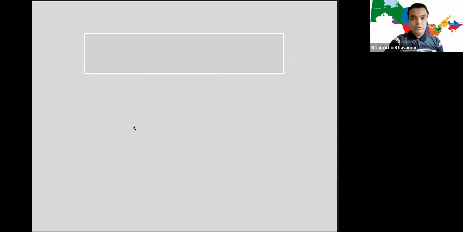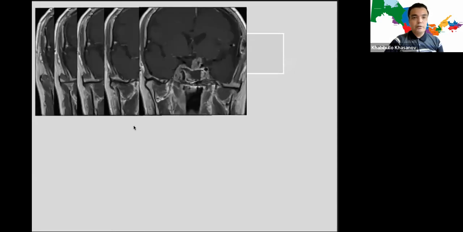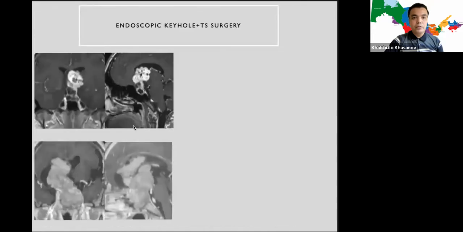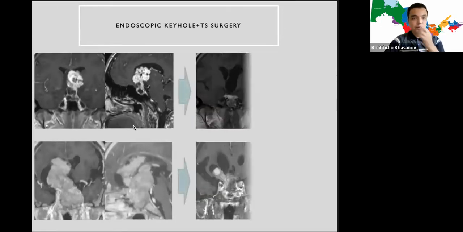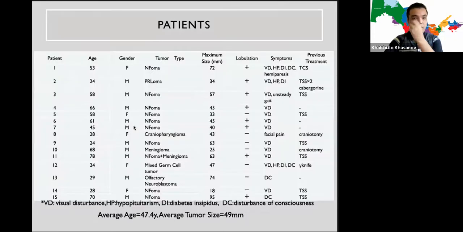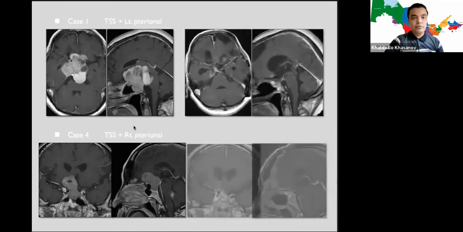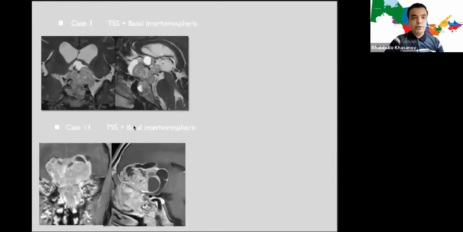And this is the postoperative MRI. We achieved gross total resection. And we use endoscopic keyhole surgery for this transcranial surgery team. This is a postoperative MRI from our previous case. We performed the supraorbital keyhole approach in about 15 patients. And this is a left approach. This is the postoperative MRI.